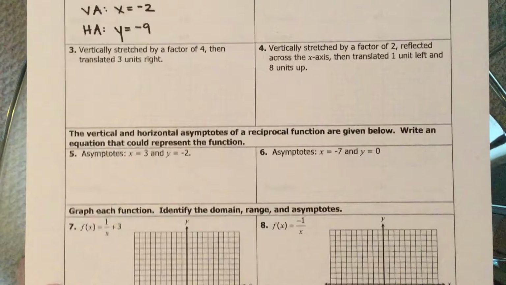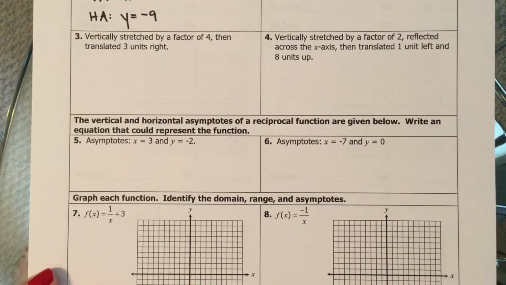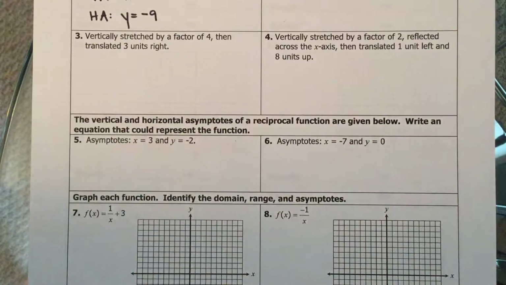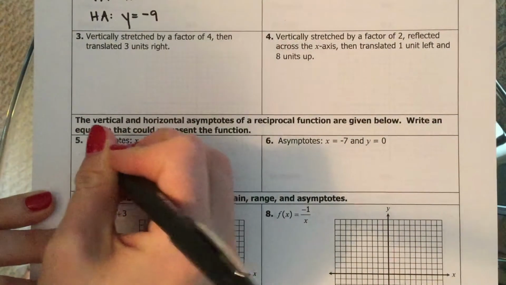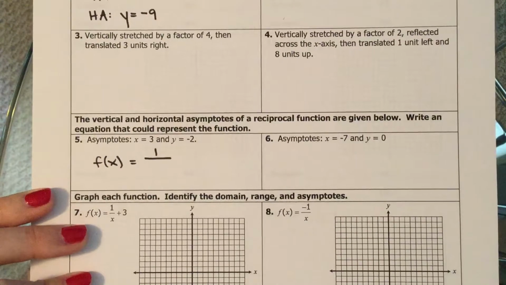We've got another section here. So write an equation that could represent the function. Keep in mind there could be reflections, there could be stretches or compressions. So this is what they mean by just could represent the function. So let's just go with the default of 1. That numerator could be anything if we keep the rest of it the same.